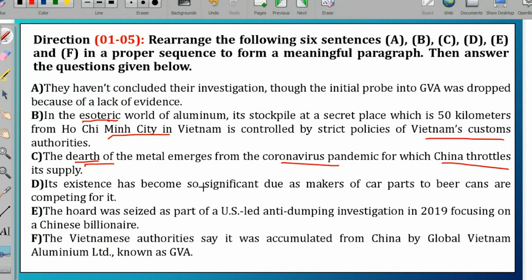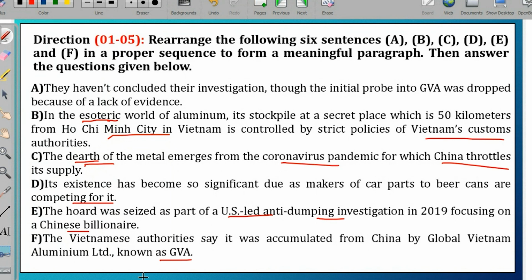Its existence has become so significant as makers of car parts to beer cans are competing for it. The hoard was seized as part of the US-led anti-dumping investigation in 2019, focusing on a Chinese billionaire. The last statement is: the Vietnamese authorities say it was accumulated from China by Global Vietnam Aluminium Limited, known as GVA.